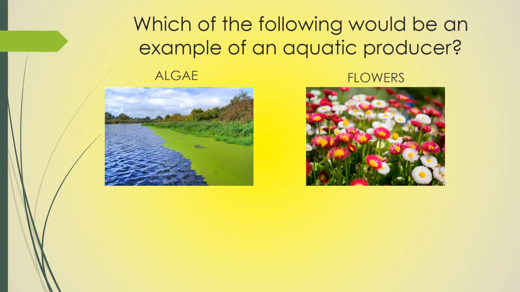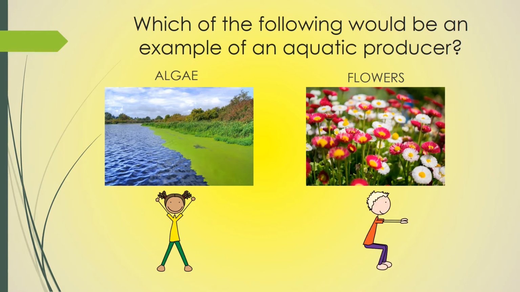Here's our next question. Which of the following would be an example of an aquatic producer? Algae or flowers? If you think it's algae, you're going to stand up and do jumping jacks. If you think it's flowers, you're going to stand up and do squats. Ready? Go.